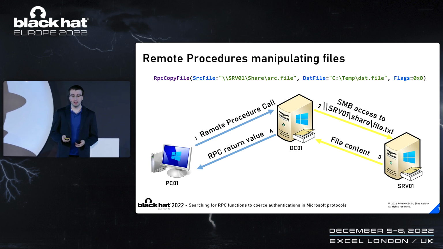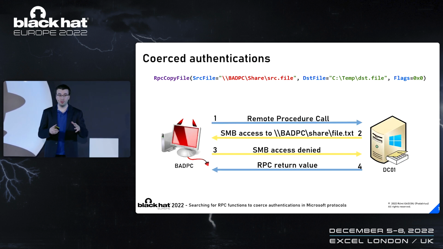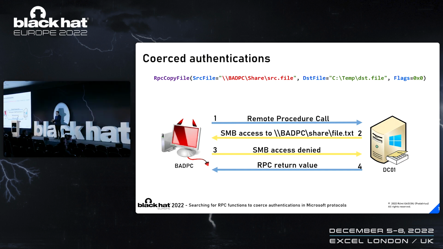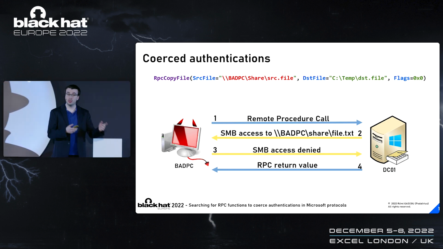But we'll see that as an attacker, we can perform the same operation, but ask DC01 to retrieve a file that is hosted on one of our SMB servers. It can be on the same machine or on another machine. In this case, it's all on the same machine. So we perform an RPC call to ask for DC01 to retrieve a file that is hosted on our server. What happens then is that in the step 2, DC01 will try to authenticate to our machine to access the SMB server.